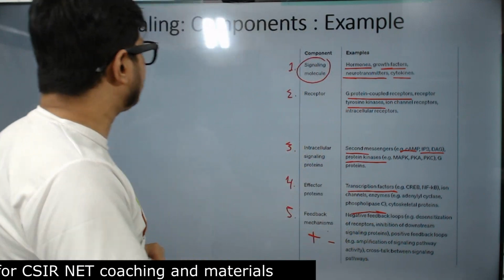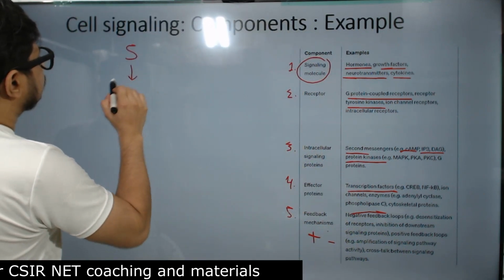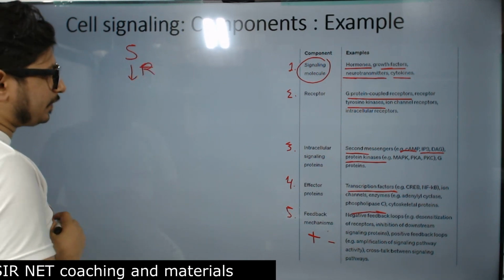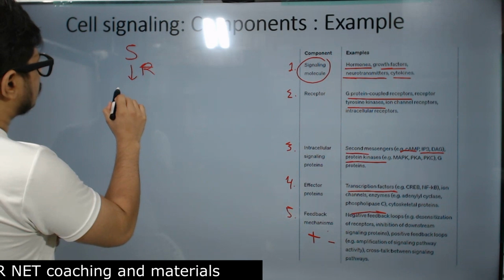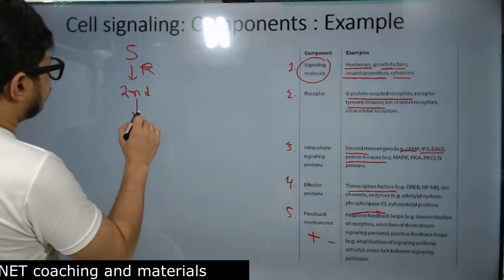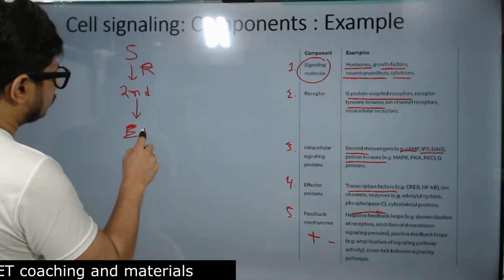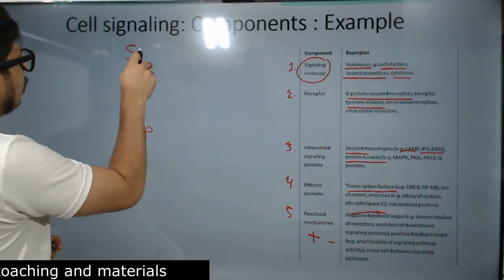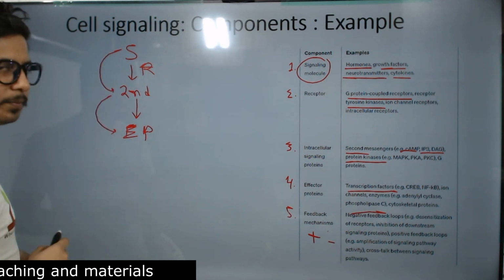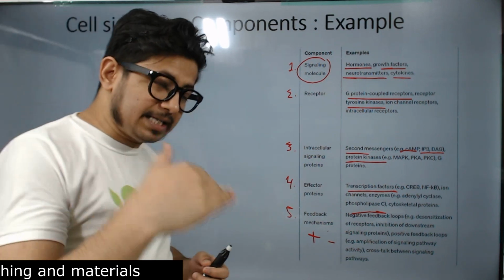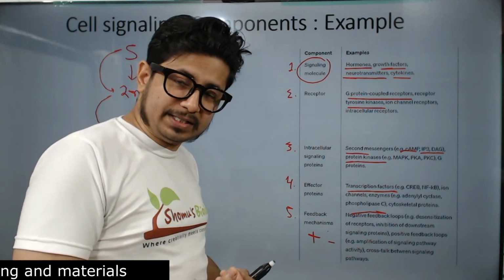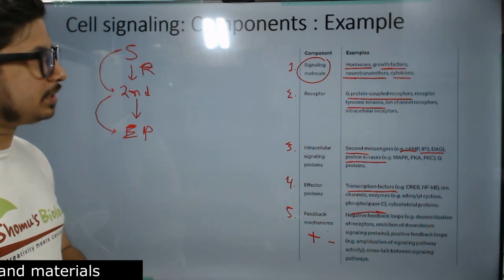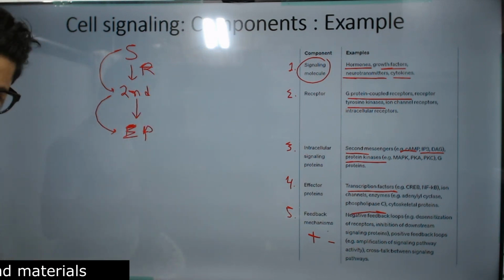Remember that. So the sequence goes like this: signaling molecule binds to the receptor obviously. After that, the signaling begins inside. So second messenger. After second messenger, there will be effector proteins. Right? This is how the process works. Signaling molecule, second messenger, effector protein. This is the sequence. Cell signaling works in sequence, and knowing the sequence is very, very important. So these are all the examples of different components of cell signaling.